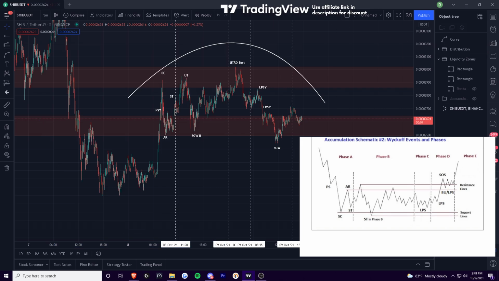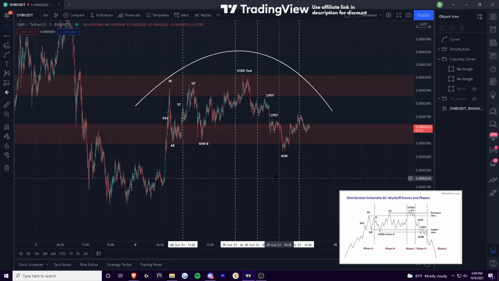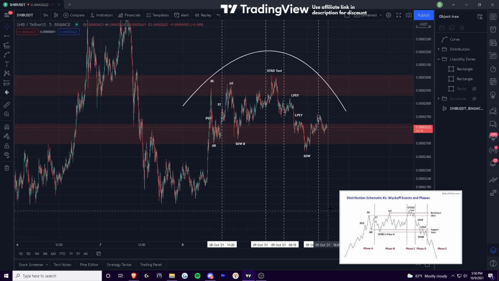And I'll pull up the distribution schematic. And again, it doesn't have to be exact, but it's just the concept that you want to take up here. So PSY, buying climax. Then you have your automatic retest here. Your sell test, come down, upper test, and I don't know what the other definitions are for the distribution schematic. All right, bear with me. This is a relatively new concept to me, but it's actually working. It's working out pretty well.